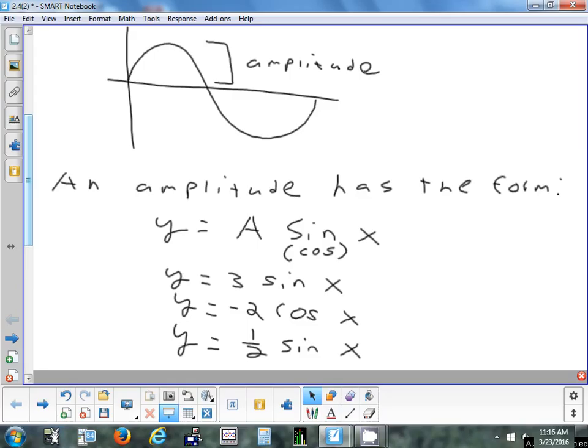Now, forget about this negative for a second. What do you think the 2 would do? 2 cosine x. Take the amplitude and do what? Kelsey? How many times higher would you think it would make it? Twice. Without the negative, 2 cosine x would be twice the amplitude as cosine x. Well, the negative is going to do something else, and I'm not going to talk about that yet. But we'll see an example when we get graphing.